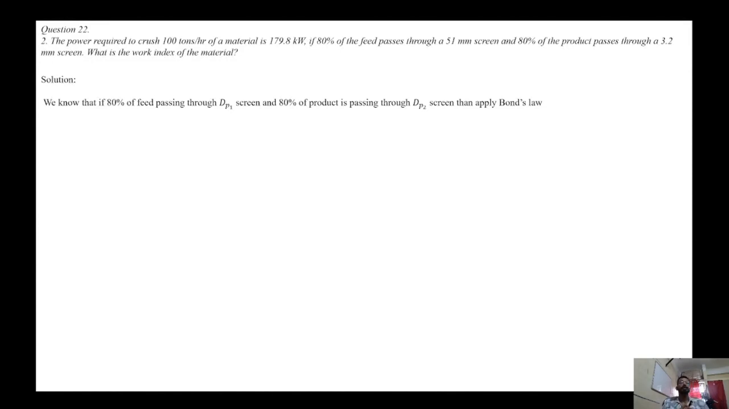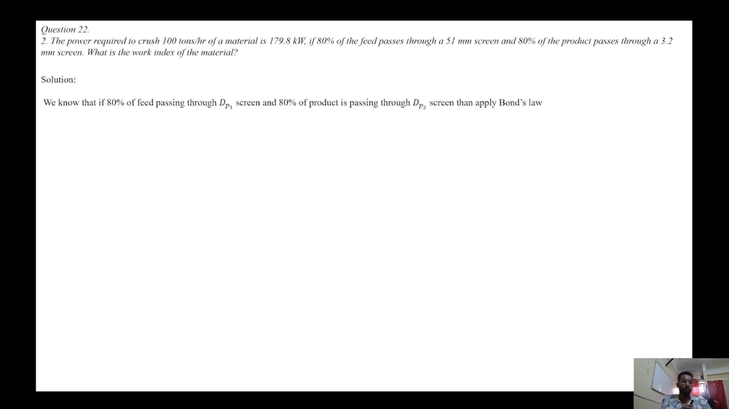So in the continuation of the previous GATE series, we are solving the questions of GATE 1991, and we are solving the section B. We have completed the section A. So today we have a new question of section B.